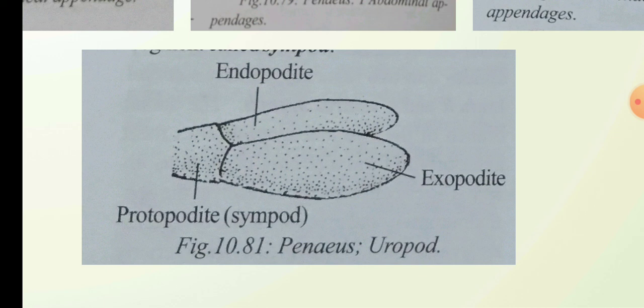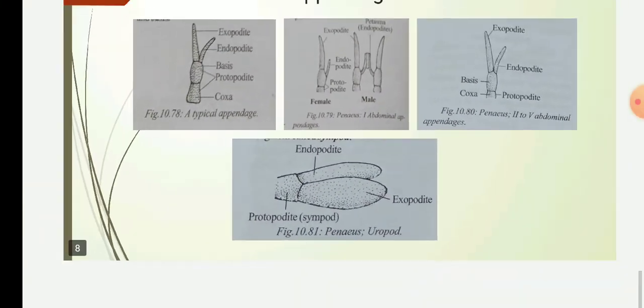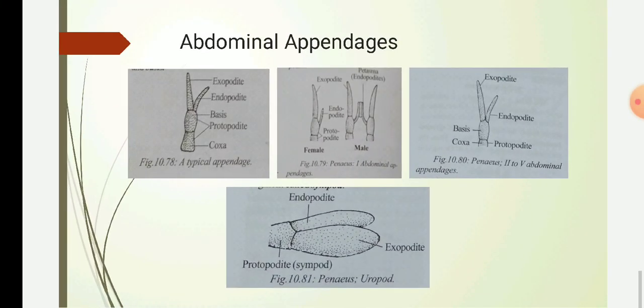These uropods are also covered with setose hair, and the uropods and the telson together form a tail fin. They bring about backward swimming. So with this we have completed the different types of appendages in prawns.